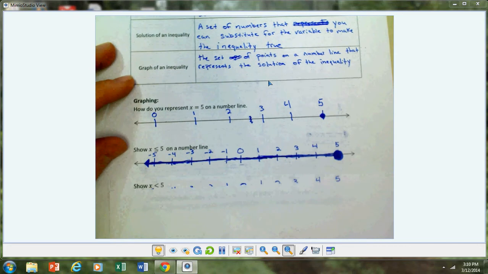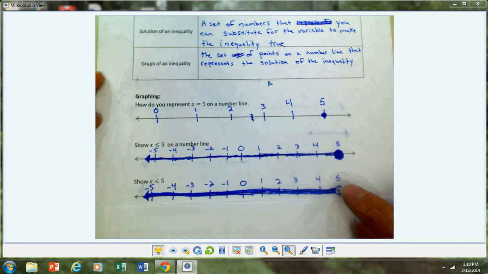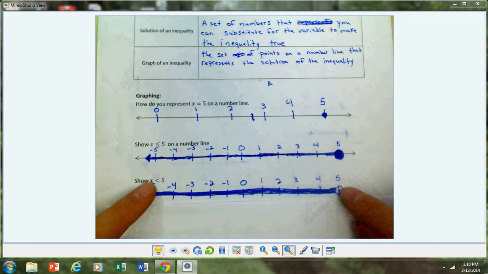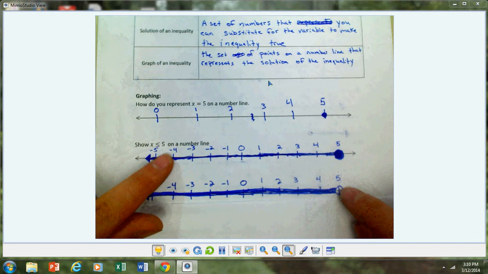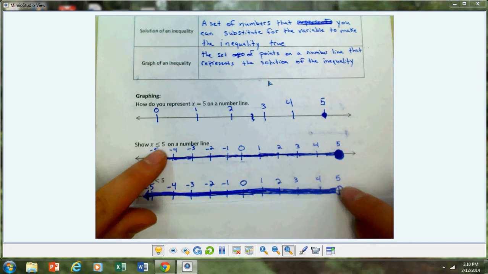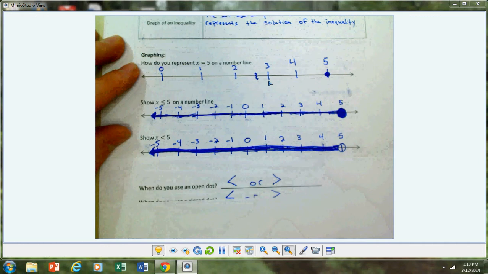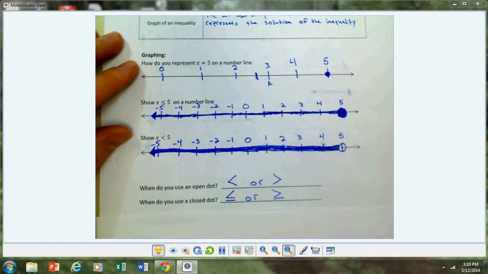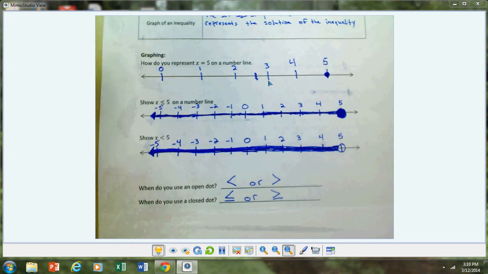Then we have x is less than 5. If you notice on the 5, I have an open circle. That means that 5 is not equal to x. Whereas up here, you have x is less than or equal to, and here you don't. So that means that an open dot is less than or greater than, and a closed dot, meaning one that's filled in, is less than or equal to or greater than or equal to.